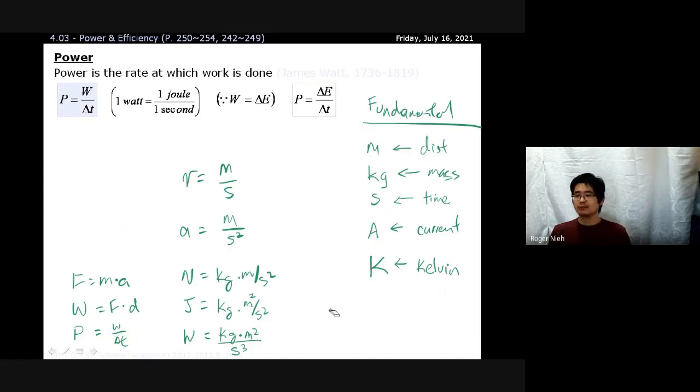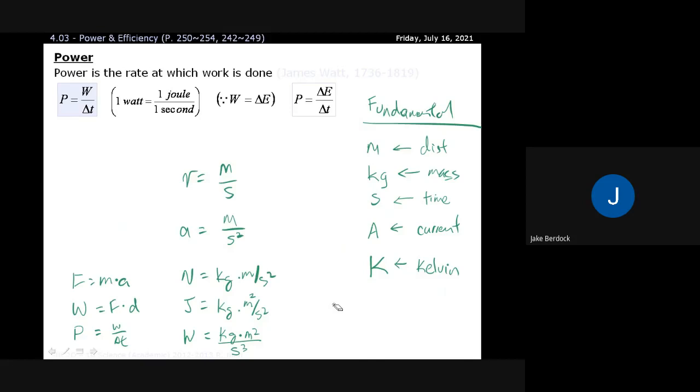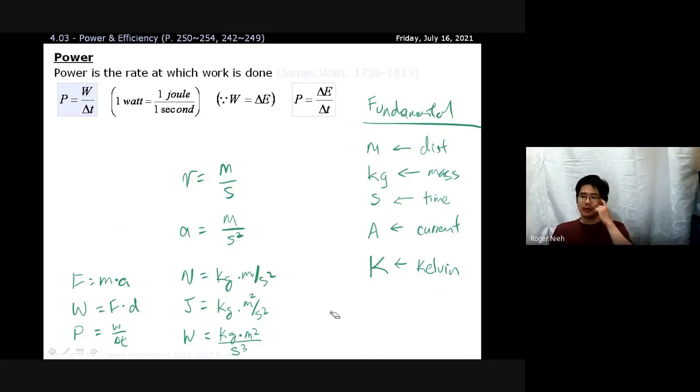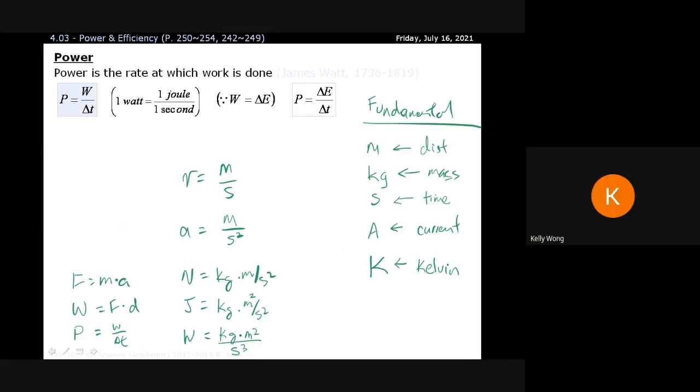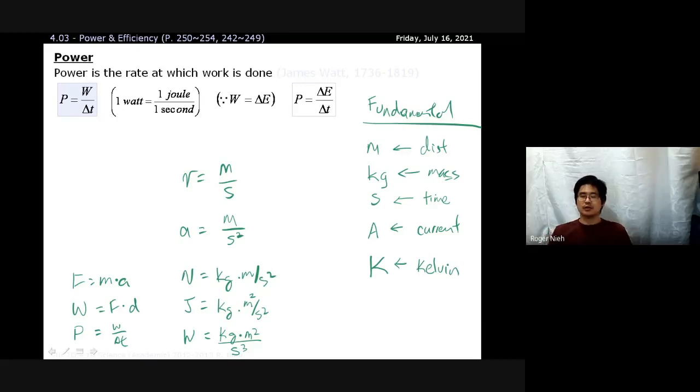Yes, a student has a question? I pressed it by accident, sorry. Okay. Any questions so far about this? So what is work? Work by definition is force times distance. Work is also the transfer of energy. Work is measured in joules.